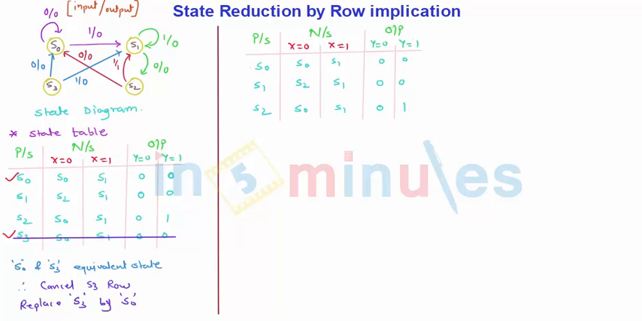Why is this called the final table? Because further reduction is not possible. There are no common rows. So S0 is different, S1 is different, S2 is different. You can see that S0 and S2 look the same, but S2 gives output Y equal to 1, so they are not the same. So further reduction is not possible.